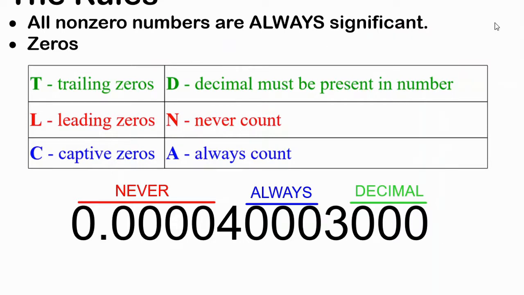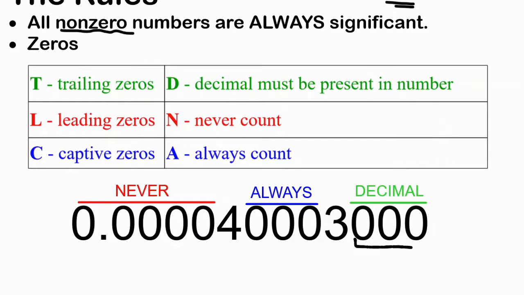If you were writing a number like 4, or a number like 4.1, both of these numbers are communicating a level of precision, the 4 and the 1, because they are non-zero. Okay? Zeros are a little trickier because sometimes they count. So there's 3 types: trailing, leading, and captive. Okay, so let's start. Trailing are zeros at the end, right?